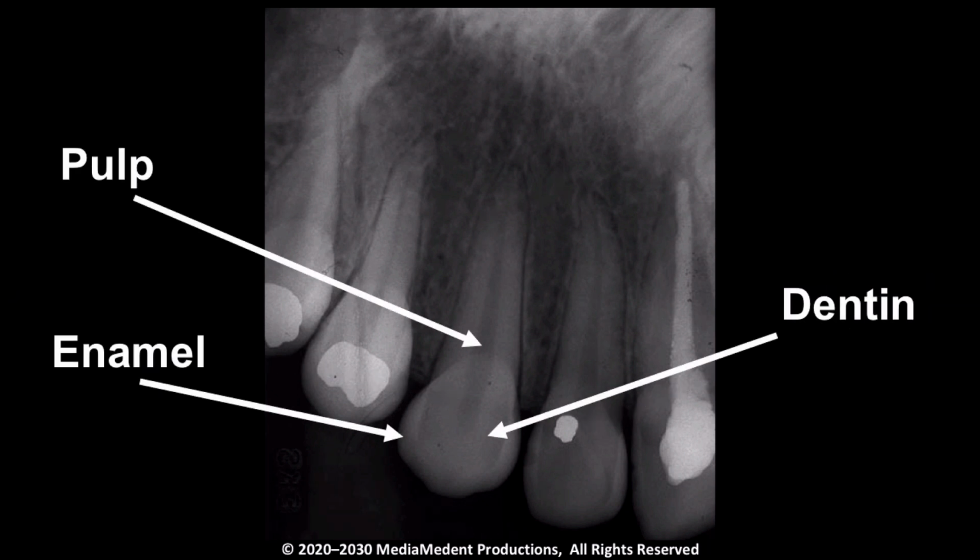The terms radiolucent and radiopaque are described relative to one another. In this image, dentin may be described as radiopaque relative to pulp because the image of dentin is lighter than the image of pulp. However, dentin may also be described as radiolucent relative to tooth enamel because the image of dentin is darker than that of enamel.